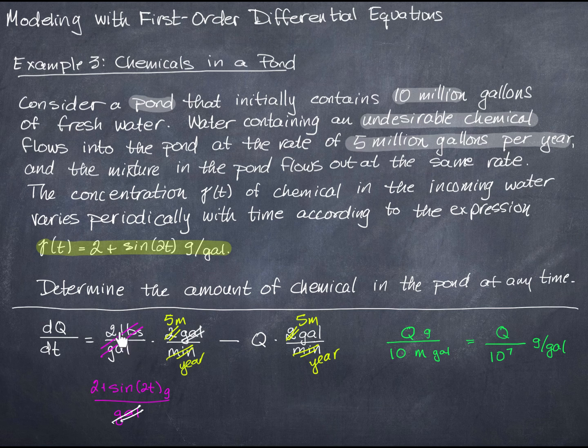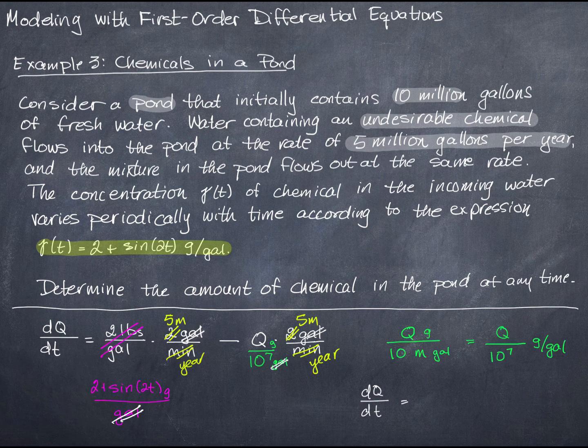And if you notice over here in my concentration factor, I also had grams per gallon. So now when I replace Q with Q over 10 to the 7th grams per gallon, I can also cancel that. Gallons there and gallons there. So now my equation is dQ/dt equals, well, there's a little bit of arithmetic and algebra going on. This whole thing is replaced by this.